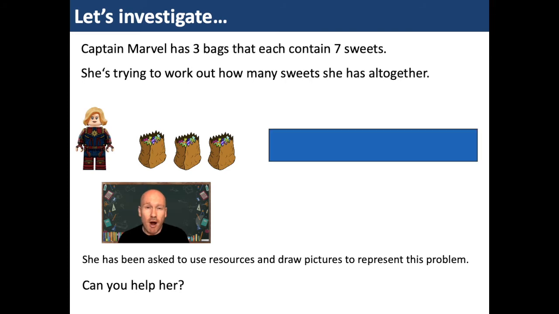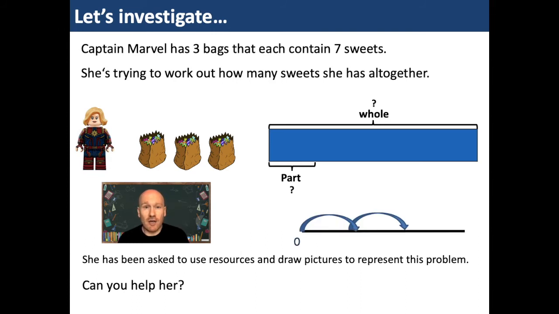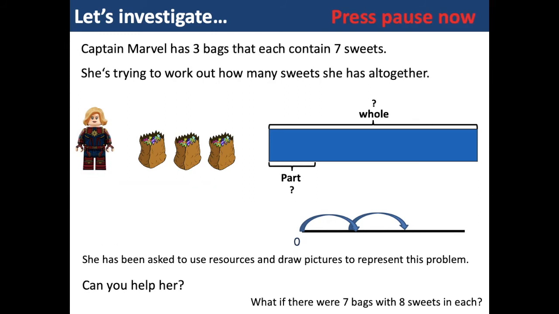You could use a bar to help you analyse this problem. You could draw the sweets and bags themselves. You might want to use a number line to help you record how you're working out the total number of sweets that she's got. So I want you to pause the video for 8 to 10 minutes, work with a partner, use the resources and draw pictures to explain your thinking. And if you finish before the time, then what if there were 7 bags with 8 sweets in each bag?